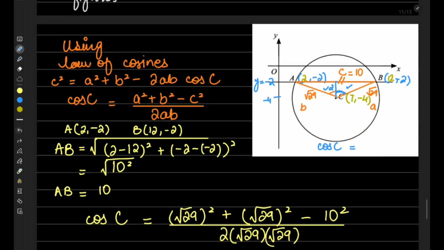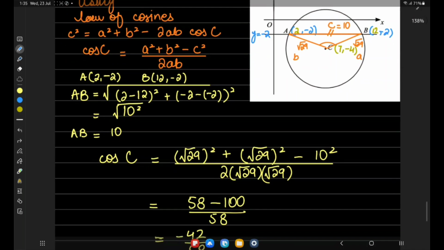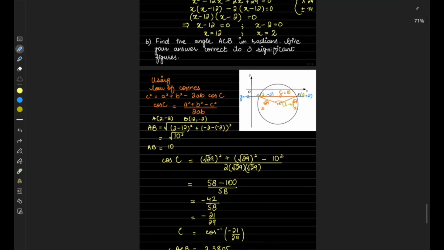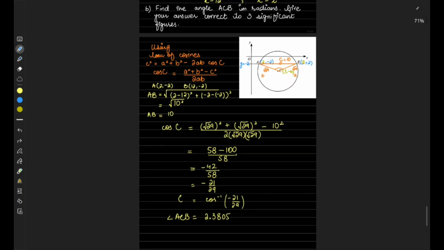But I guess law of cosines is a better way of doing it. It makes it simpler and easier. Okay, so that's all about part B. Now we also have part C to this question, so let's get into that.